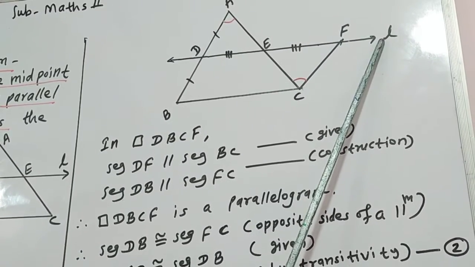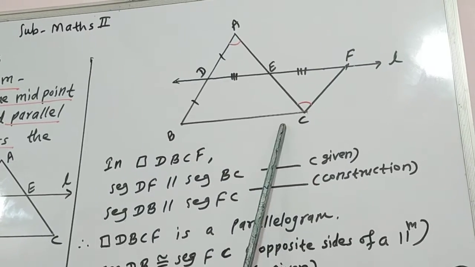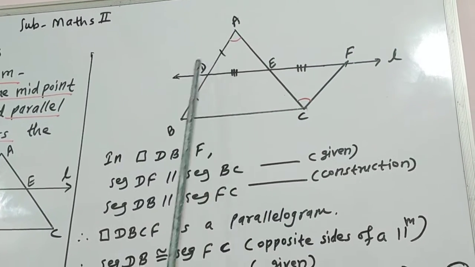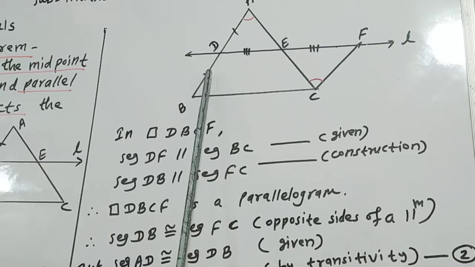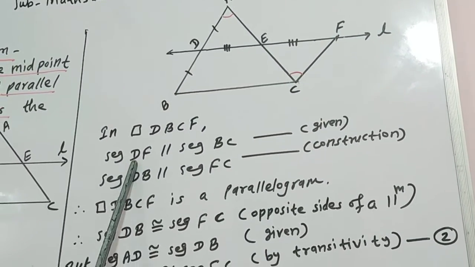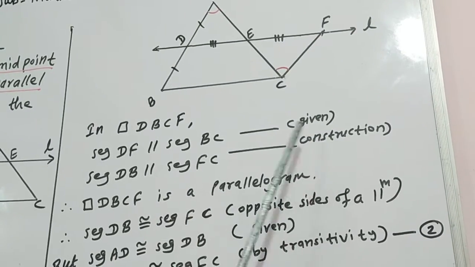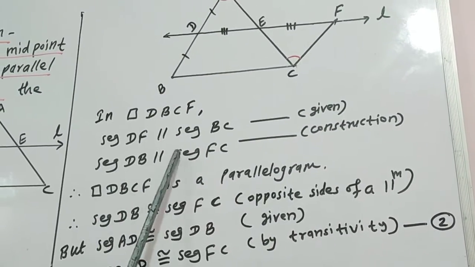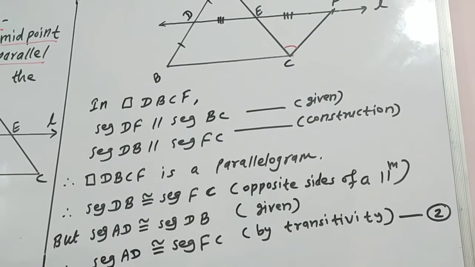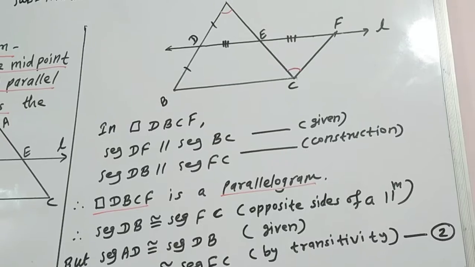Then see quadrilateral DBCF. Here the line L is parallel to BC, which means DF is parallel to BC. By construction AB is parallel to CF, which means DB is parallel to CF. DF is parallel to BC is given, and DB is parallel to FC by construction. When opposite sides are parallel, the quadrilateral is a parallelogram. Therefore quadrilateral DBCF is a parallelogram.